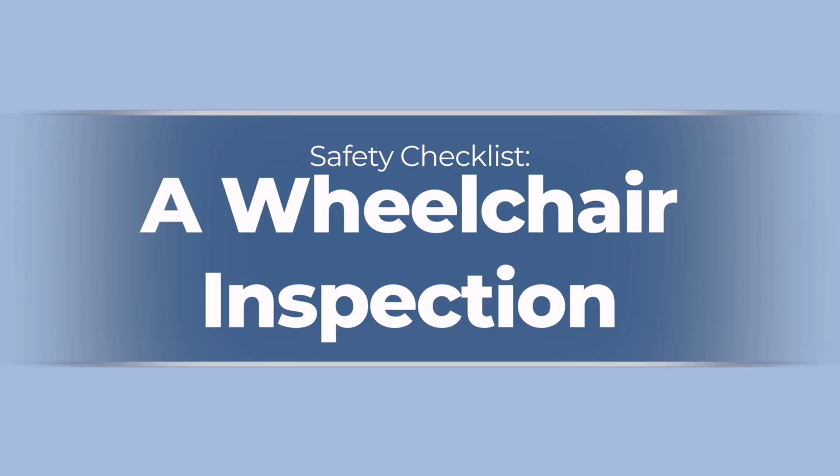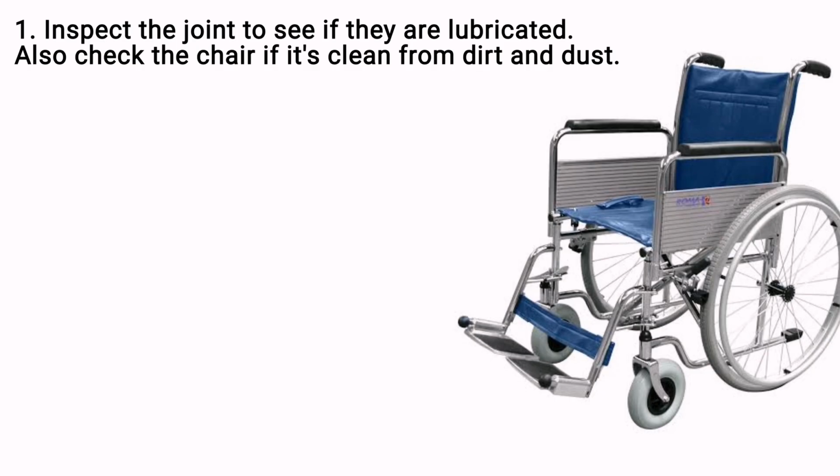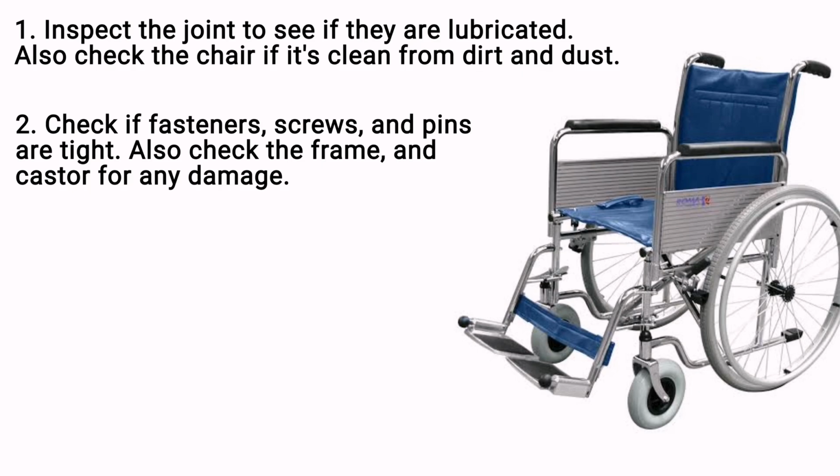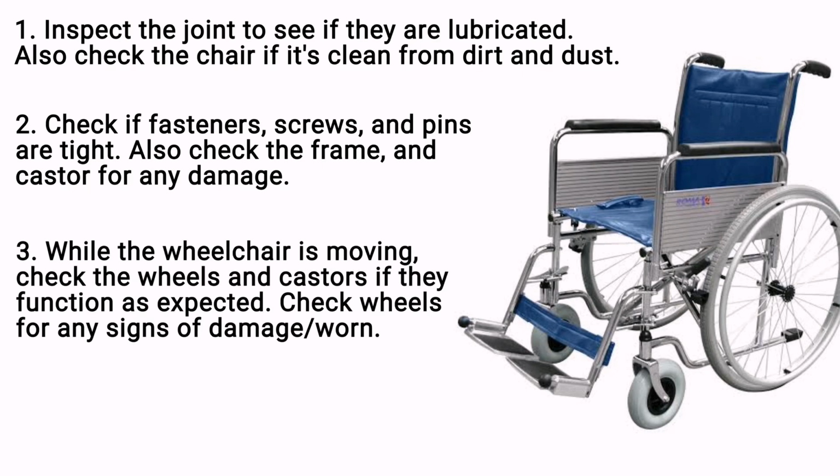Safety checklist, a wheelchair inspection. Inspect the joints to see if they are lubricated. Also check the chair if it's clean from dirt and dust. Check if fasteners, screws, and pins are tight. Also check the frame and castor for any damage. While the wheelchair is moving, check the wheels and castors if they function as expected.